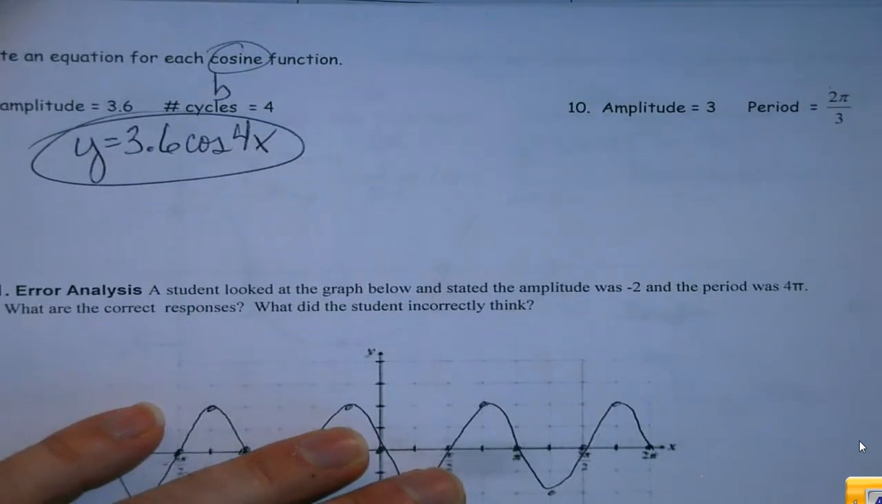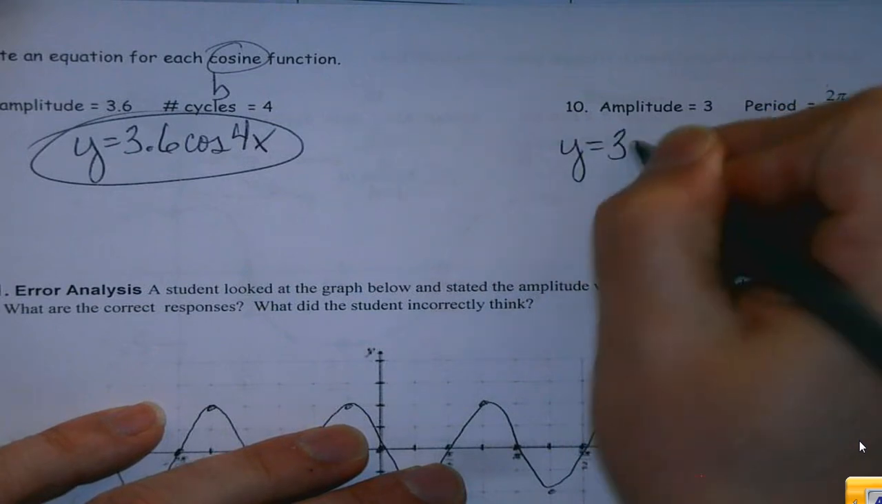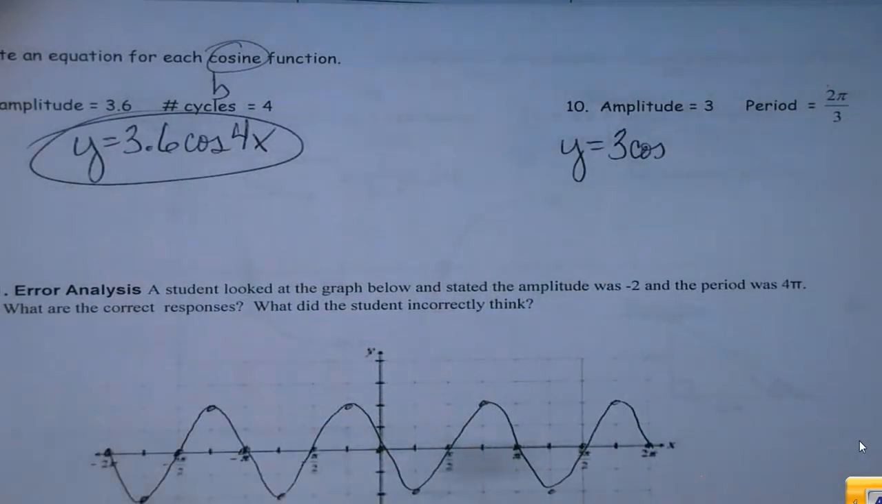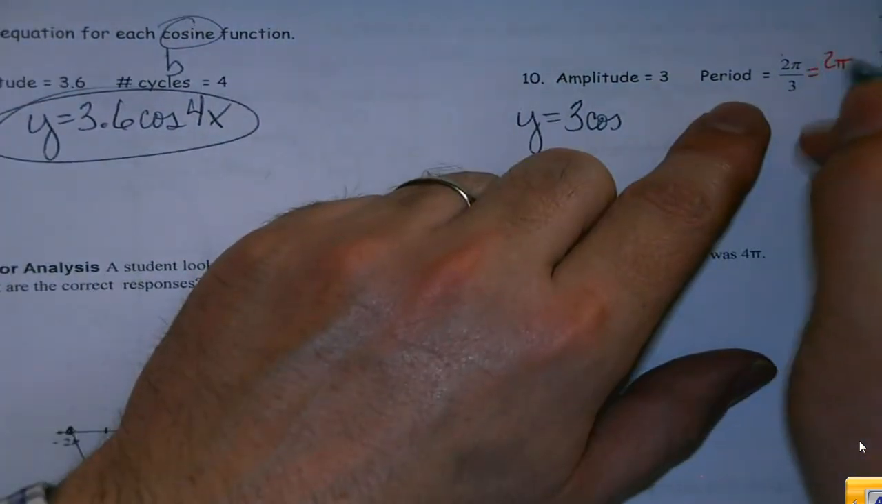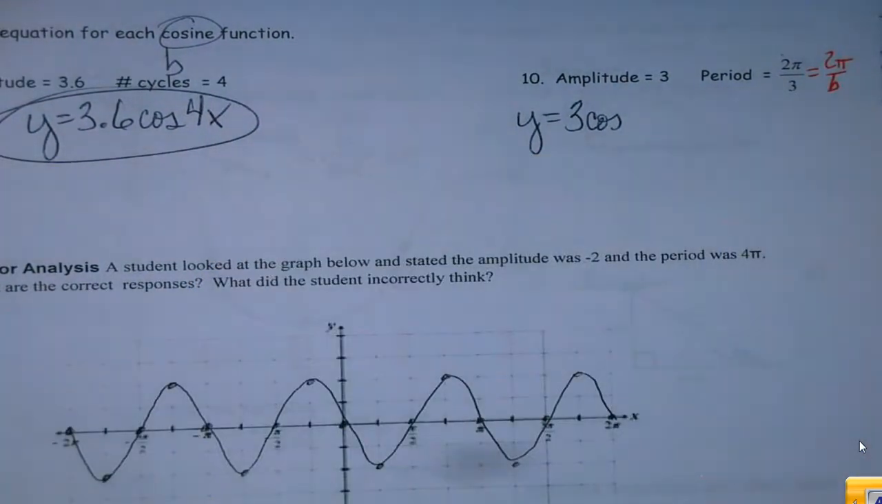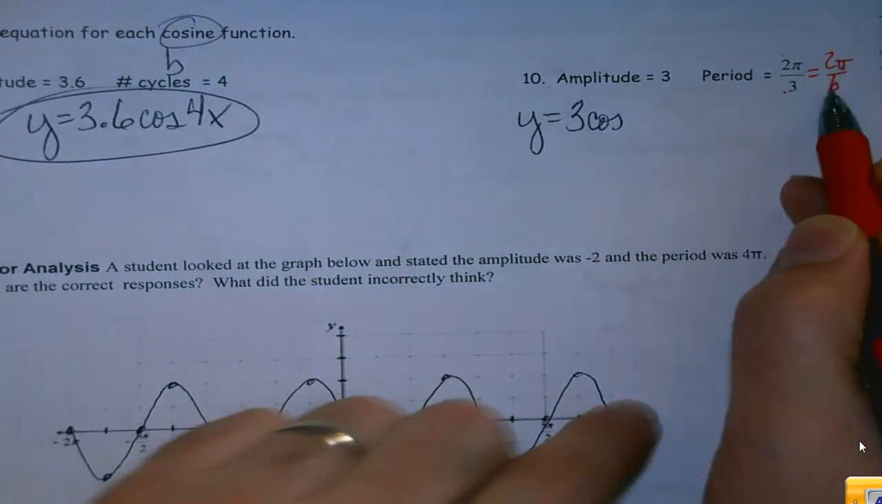If it doesn't say cycles, though, again, we're back to the proportion. So I'm back to doing 2 pi over b. And some of you may notice the pattern here. You're like, hey, those are both 2 pi, so these both have to be 3.